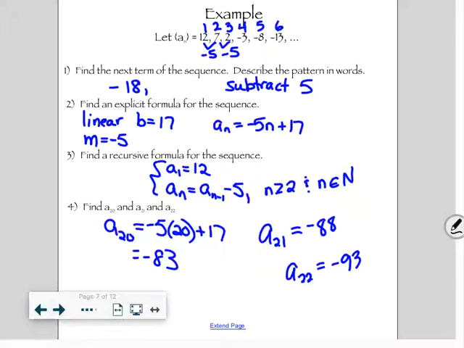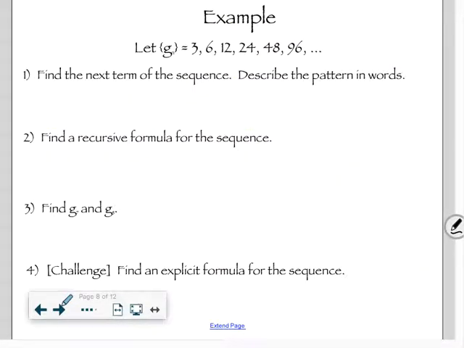All right, let's try the next one. G sub n is 3, 6, 12, 24, 48, 96. Is this linear? No, so you cannot do y equals mx plus b on it. That's why I tried to say it on the last slide. All right, so go ahead, try 1, 2, 3, 4, as many of those as you can.